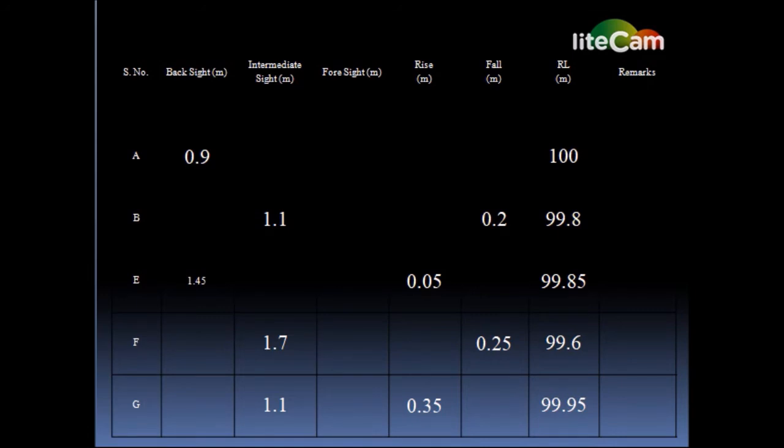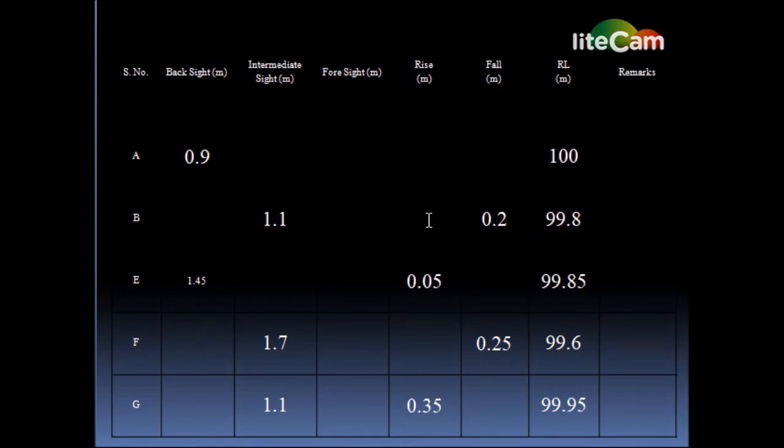In the rise and fall method, the idea is like this: we take the backside reading of one point and subtract the intermediate side, and if it is negative, then it will be a rise, otherwise it will be a fall. Meaning if the lower reading is positive, then there will be a fall. If the upper reading is greater, then there will be a rise.